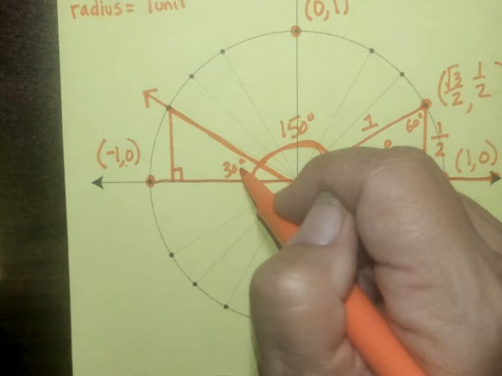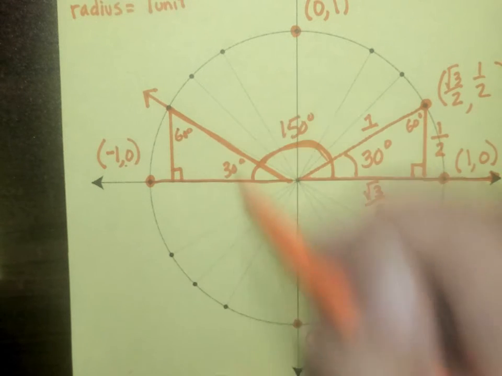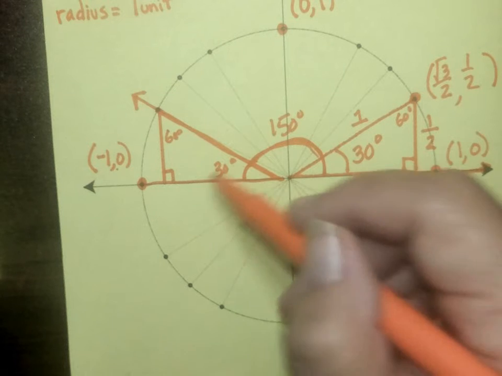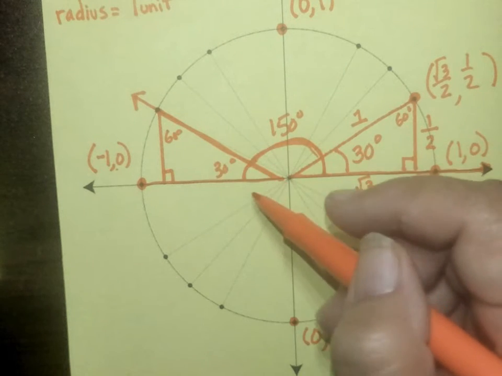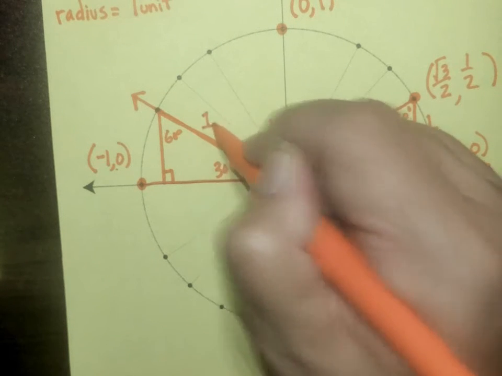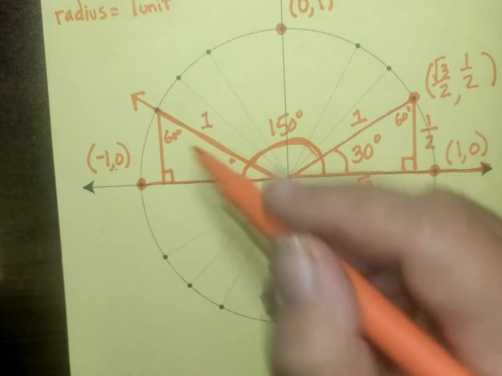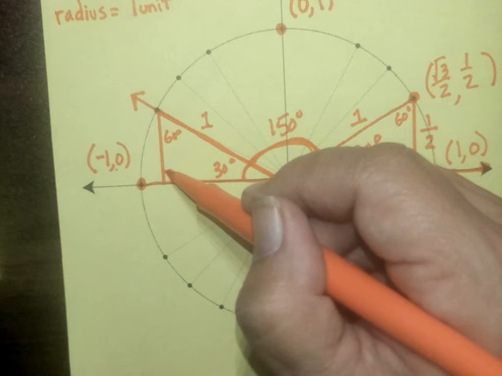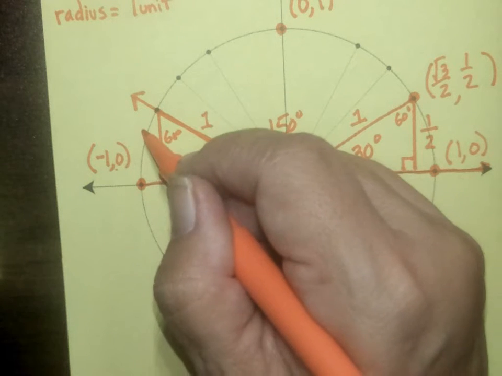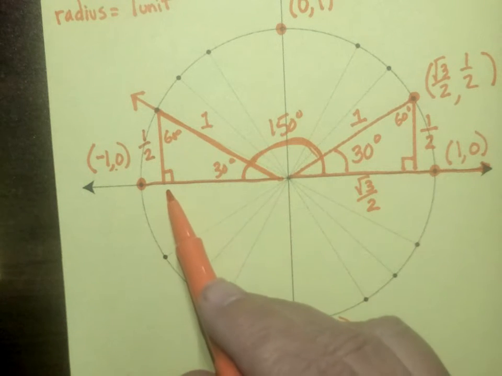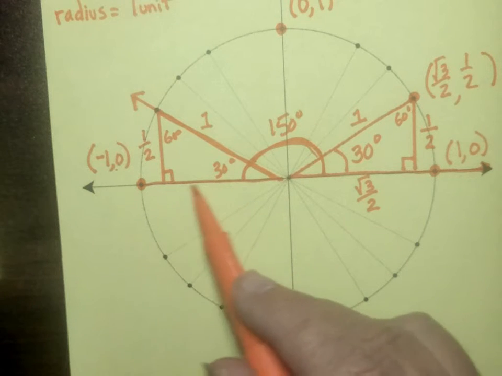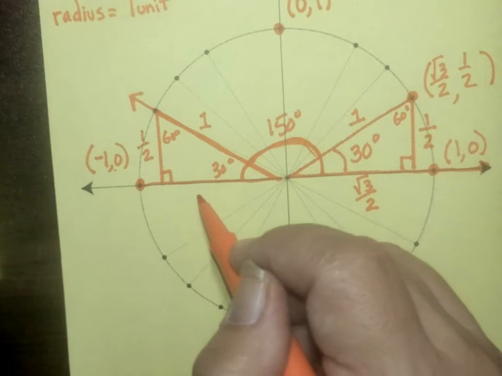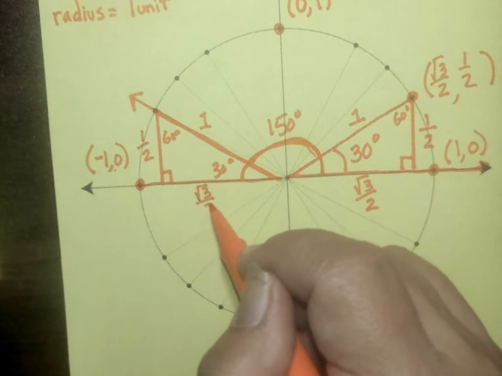Do you see that we also will have a 30, 60, 90 triangle, right? The hypotenuse is the radius of the circle, which is 1. So what's the length of my short leg? Half. And then what's the length, just the length on the triangle, of this long leg? Square root of 3 over 2, right?